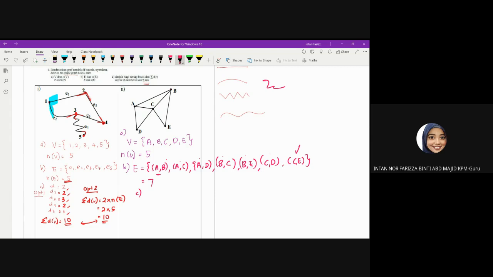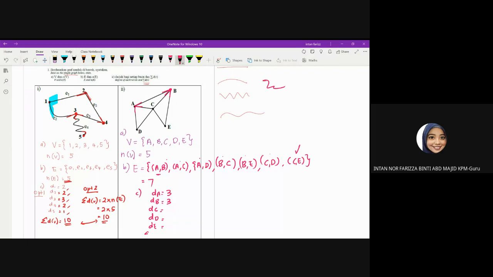C. We're going to list out the degree for each vertex. I cannot write D1, so I have to follow the vertices labeled in the question. So DA, DB, DC, DD, DE. I want to find out how many branches are coming out from each vertex. Let me show you. A, we have 3 branches. So 3. B, how many from B? 1, 2, 3. So I write here 3.